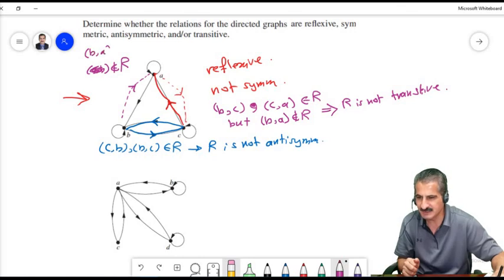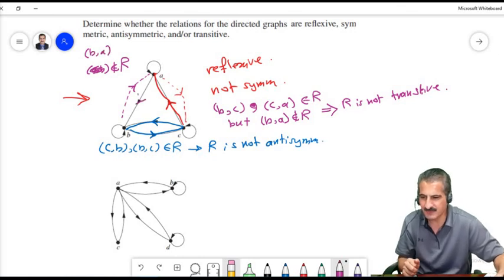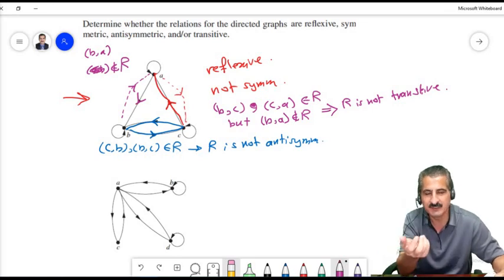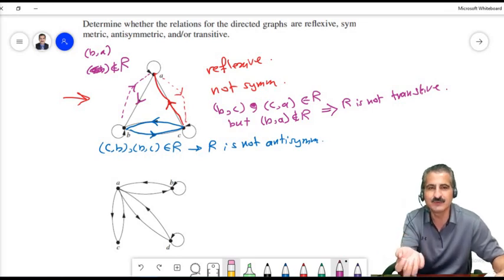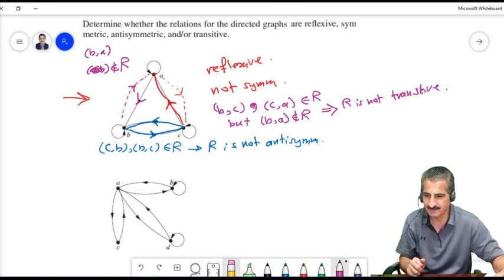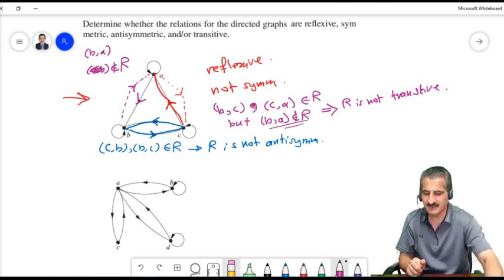BA is not related because there is an arrow going from A to B. That means A is related to B. But there is no arrow going from B to A. So B is not related to A. But A is related to B. Correct? Yes, B is not related to A. Here we go. Okay, what about the graph below?